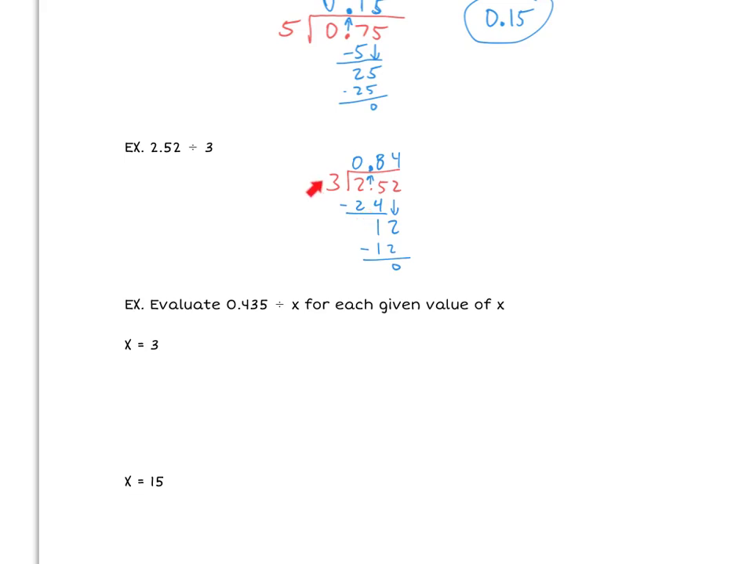Please take your time, write neatly, and put your numbers right on top of each other. When you get to your answer, you can write 0.84 and circle that answer, so we know exactly where it is. So when you check your answers, you know, this was my problem, this was my answer.